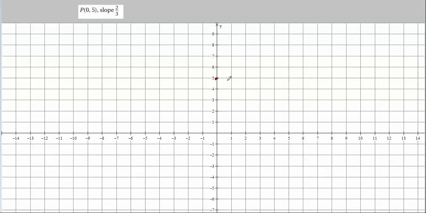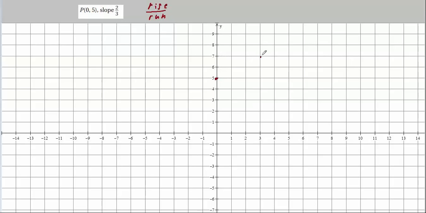And what does that say? Remember, rise over run. Which means that if we go up 2, we should go across 3. So there's up 2, across 3. Boom. There's our next point, which has to be on the line.